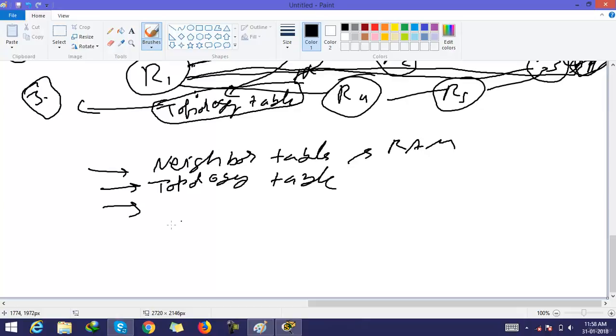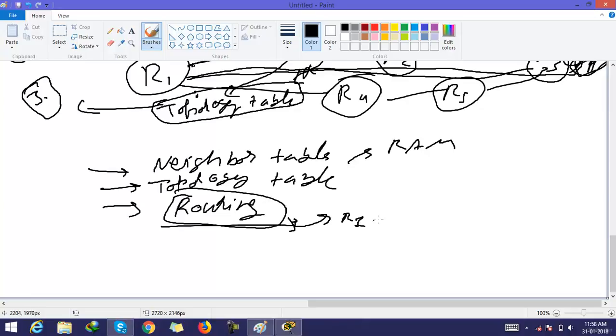The third one is the routing table. The routing table is also used in EIGRP, the same as we use in RIP or OSPF. It stores the routes that are currently in use to make local routing decisions. Or you can say it contains the routes via which the packets will flow.